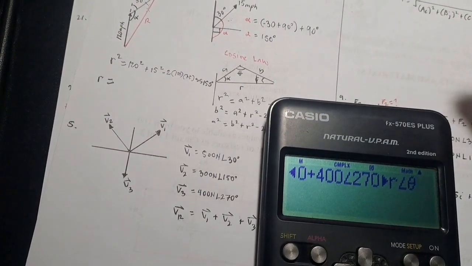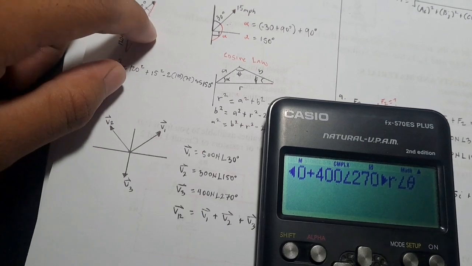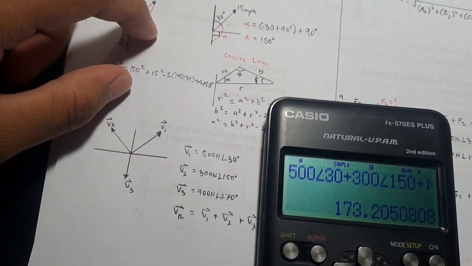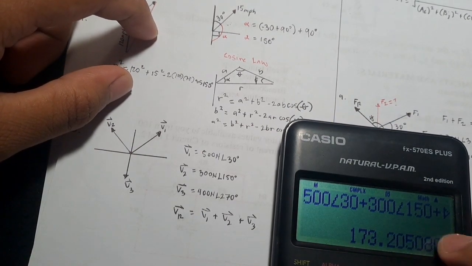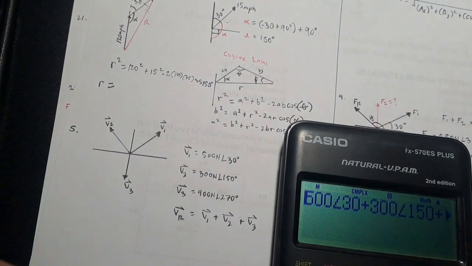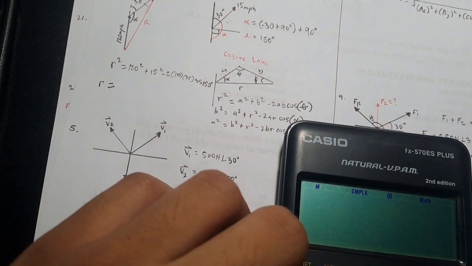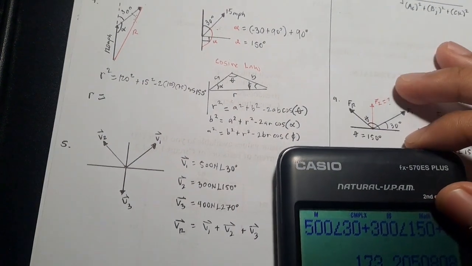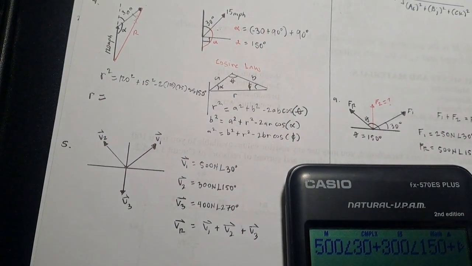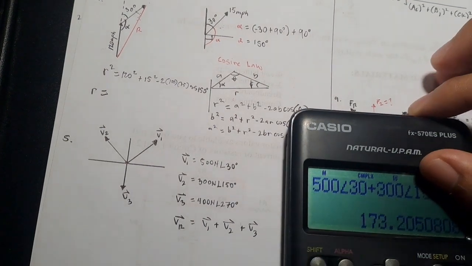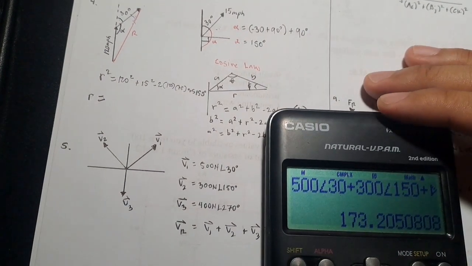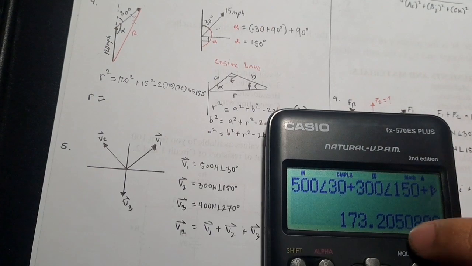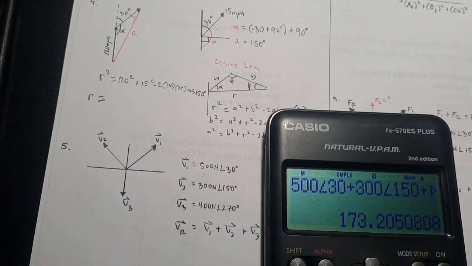Hindi na kayo mag-square root ulit, dire-diretso na siya sa calculus. We will have a resultant of 173. Wala siyang angle. So this is angle 0. Wala siyang kasama. So we have a resultant of 173.21 or 205.